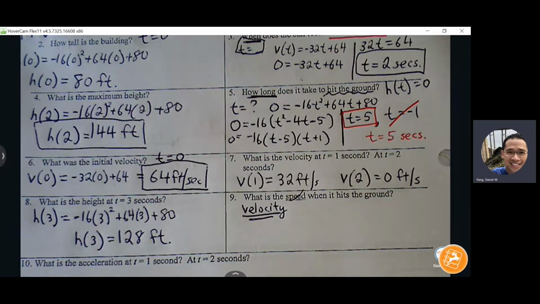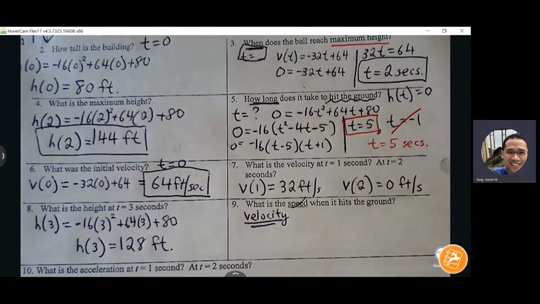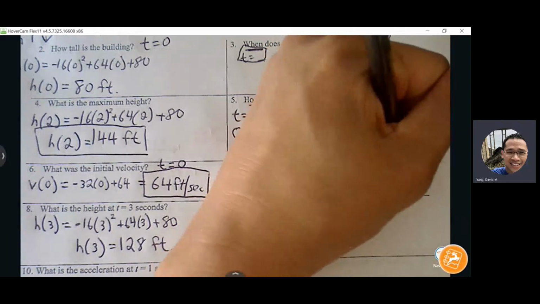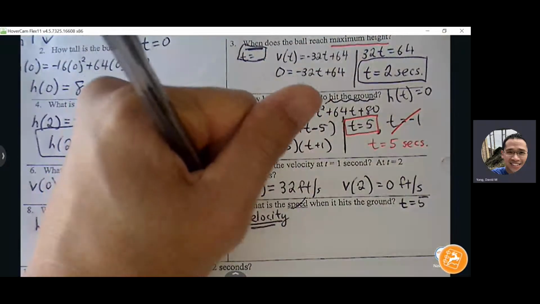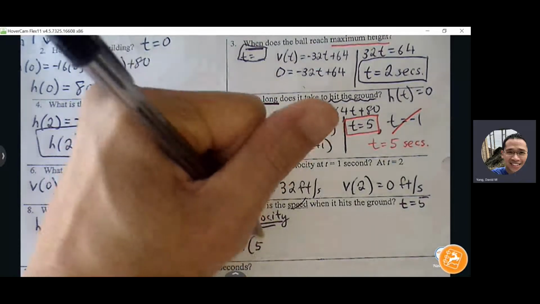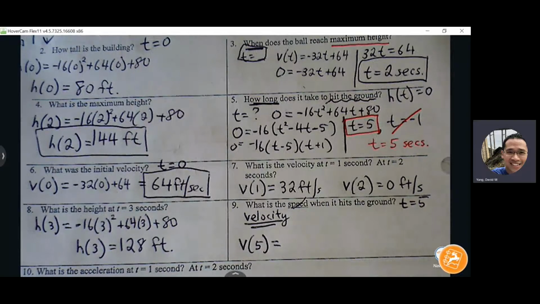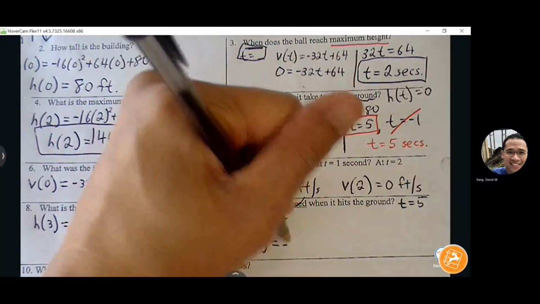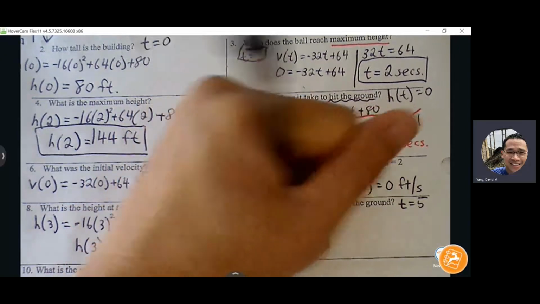Do we know how long it takes for the ball to hit the ground? We're going to put in 5 for t. Yes, we have that information from number 5, so we'll carry that over. Let's find the velocity at 5 seconds, and then we can worry about the speed. So 5 seconds after the ball is thrown, we want to find the velocity because that's when the ball hits the ground. Velocity at impact.